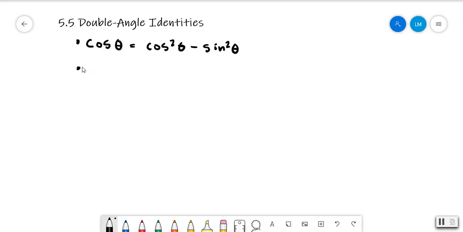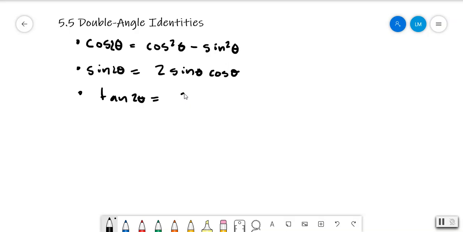And then we have that, okay, so that should be a 2. We also have that sine 2 theta is equal to 2 sine theta cosine theta. We actually also have, as mentioned, the tangent 2 theta. Now that's going to be 2 tangent theta divided by 1 minus tangent squared theta.